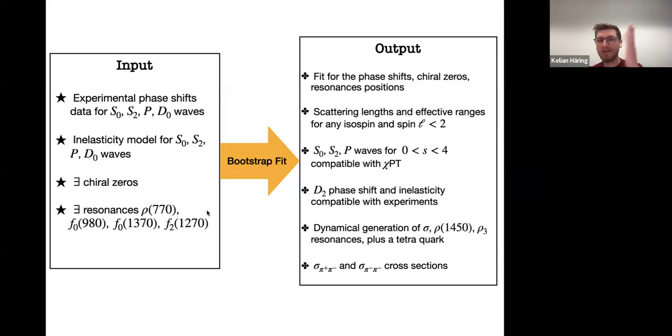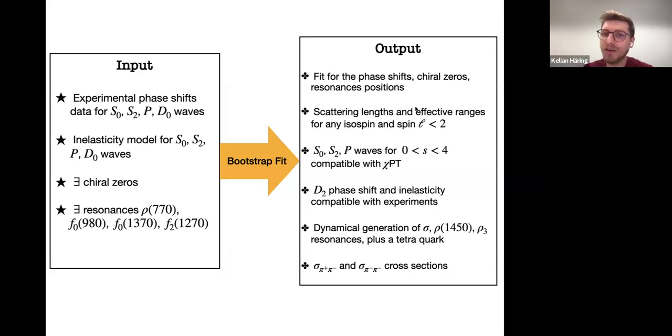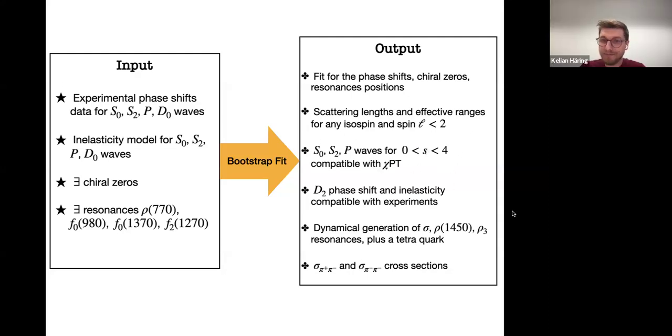Then we go through this Bootstrap fit machine, and as the output, we fit the phase shift, the chiral zero, and the resonance position. We also get the scattering length and effective range. I didn't show you the table, but you also get the scattering length of the channels and the effective range. We can also compare with KPT in the real strip.